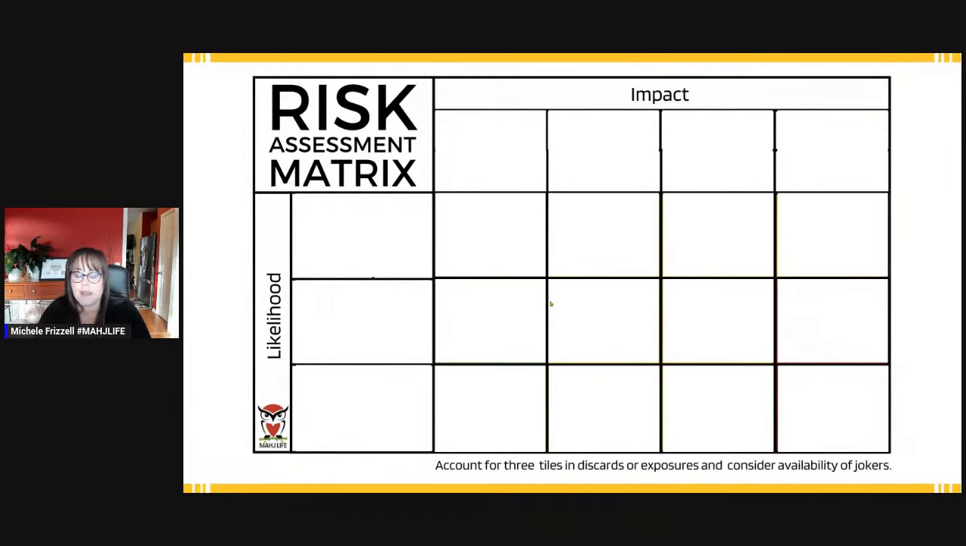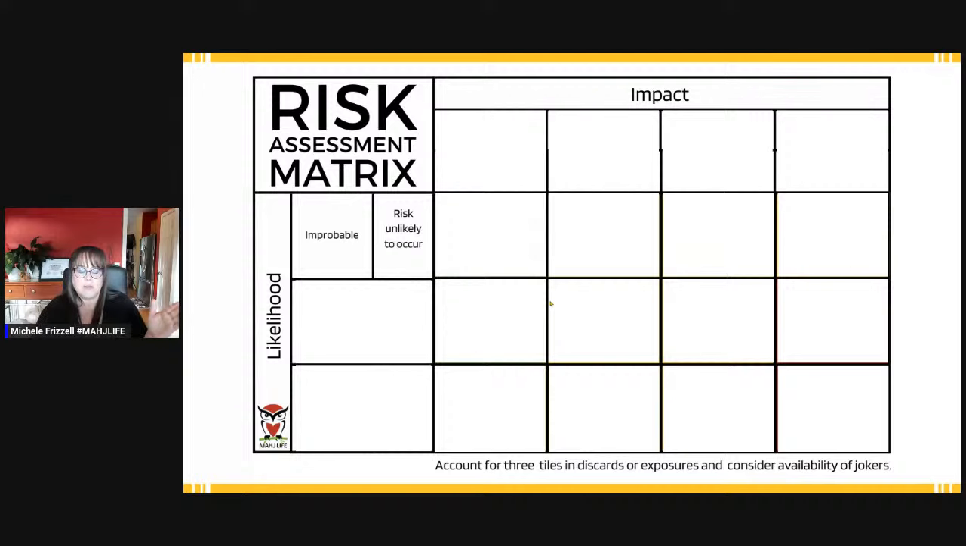So we're going to now look at this risk assessment matrix, because this could help you figure out the likelihood of discarding a tile that is risky. And it can also show you the impact that you could create by discarding that tile.